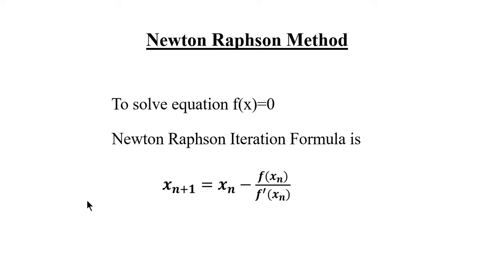Hi all, in this video I will use the Newton-Raphson method to find the roots of the equation f(x) = 0 using the iteration formula x_{n+1} = x_n - f(x_n)/f'(x_n).